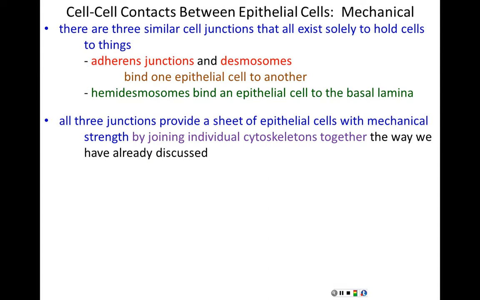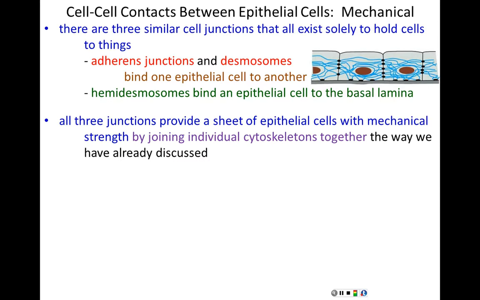All three of these junctions provide a sheet of epithelial cells with mechanical strength. Really, that's their only purpose. They're not for sealing and they're not for communication. It's just to hold these structures together. And they do so by joining individual cytoskeletons of individual cells together in the way that we've already loosely discussed. And this is now the third time I'm showing you this figure. This is what we mean. This is the type of junctions we're going to describe right now. Holding individual intracellular cytoskeletons together so that mechanical forces and mechanical stresses can be distributed across a sheet of cells.